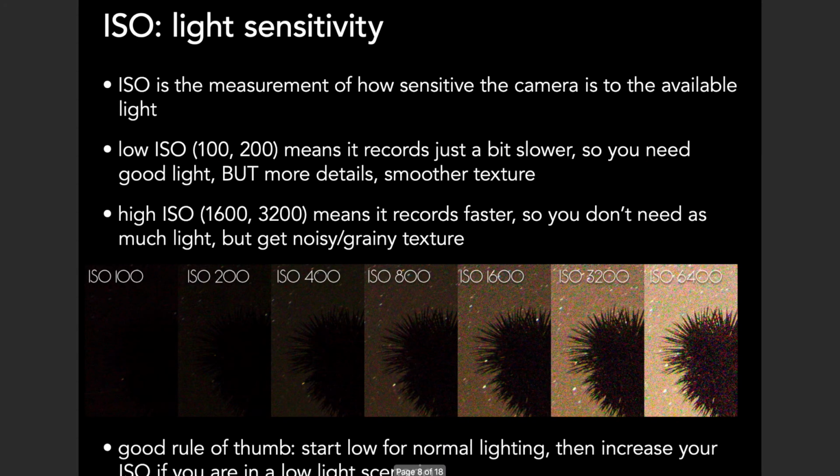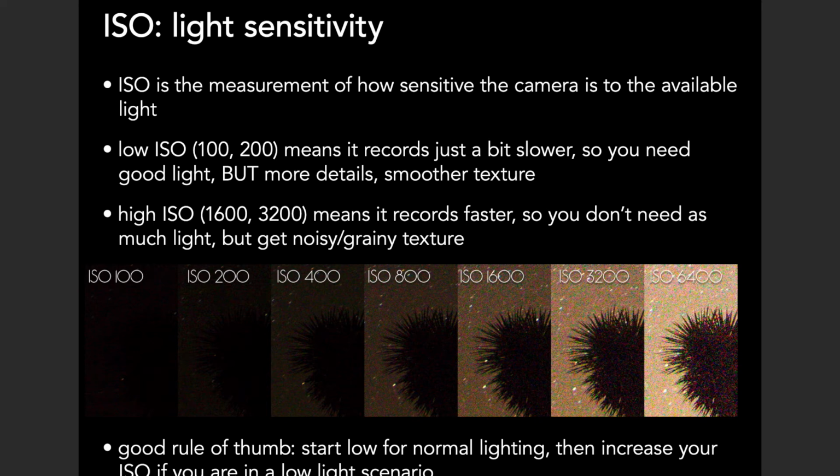So what is your ISO? ISO is the measurement of how sensitive your camera's sensor is to the available light. It used to be a film thing. Film has been replaced by that digital sensor in your camera. So a low ISO means that your camera isn't sensitive to light, so you need good external light. However, one of the flip sides of ISO is that it also affects the texture of your photo. So when you have a low ISO, it's recording just a little bit slower, so it records more details, and that means you get a smoother picture.